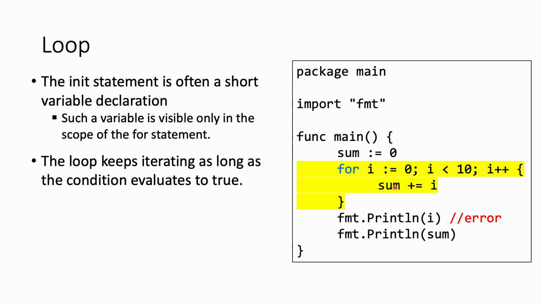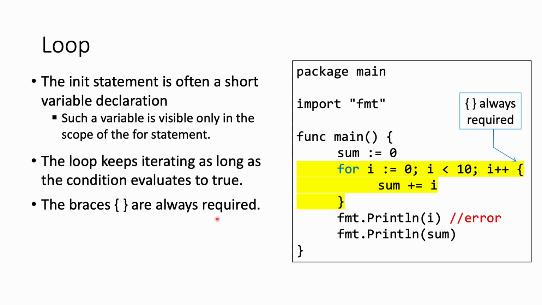That means that it will not execute the loop body and the post statement. So when this for loop terminates, the value of the variable i would be equal to 10, and the variable sum is equal to the sum of all numbers from 0 to 9.